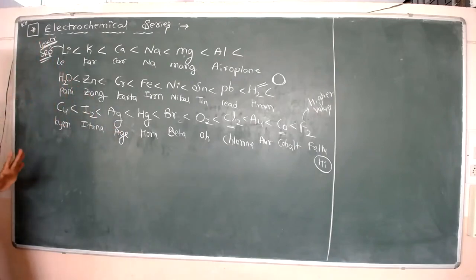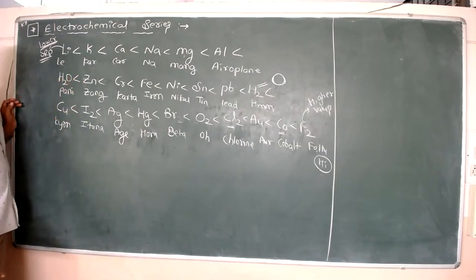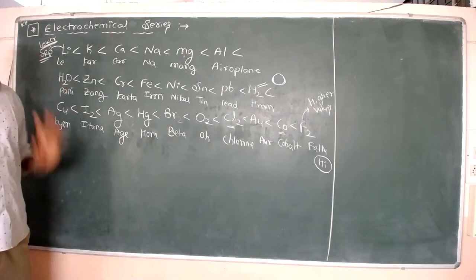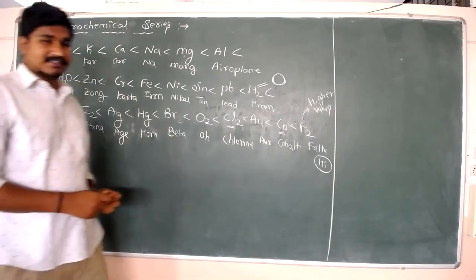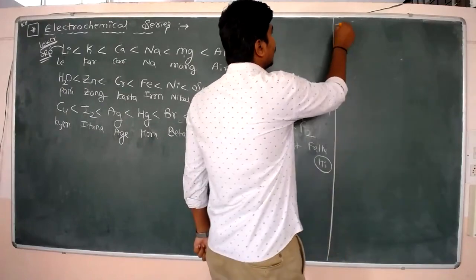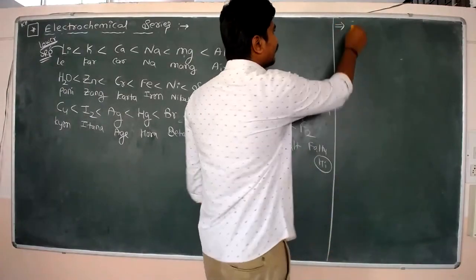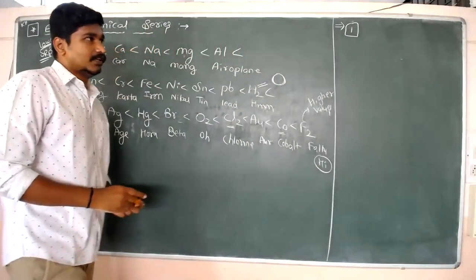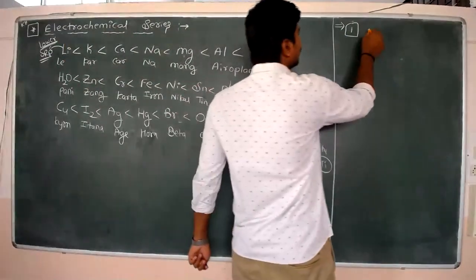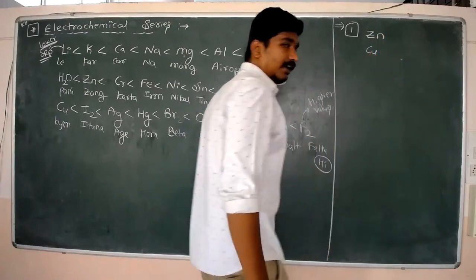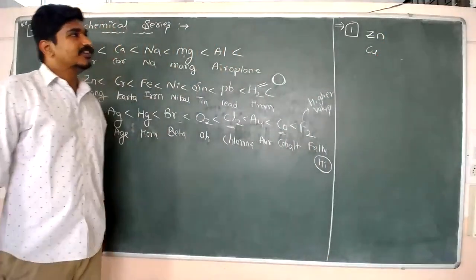Now how it is useful in solving the problems? Now we will see the use of the electrochemical series. I want to discuss here the applications of the electrochemical series. For example, the first application. Two elements are given, zinc and copper, and he is asking which undergoes oxidation.